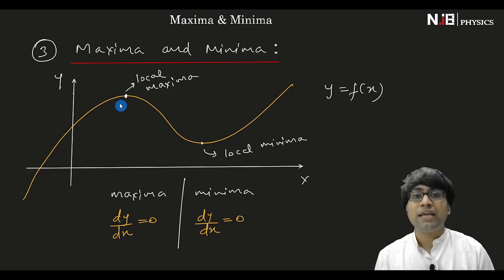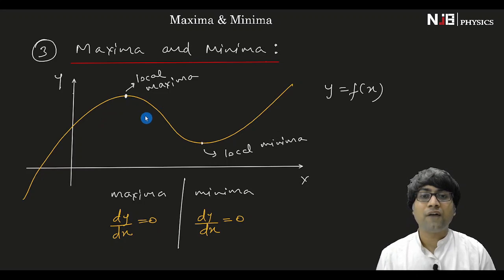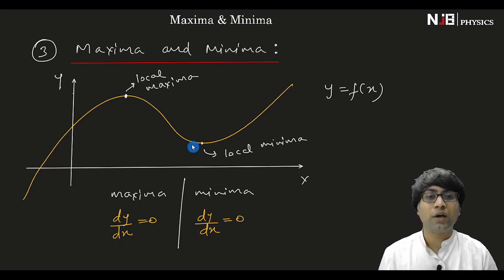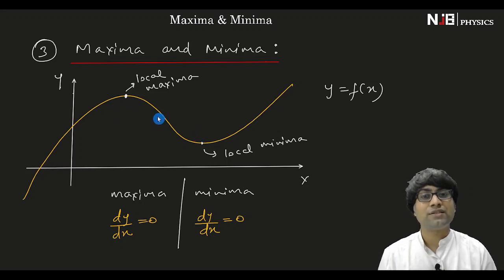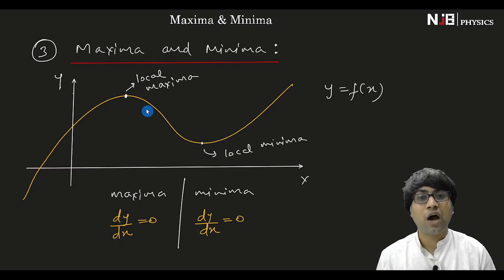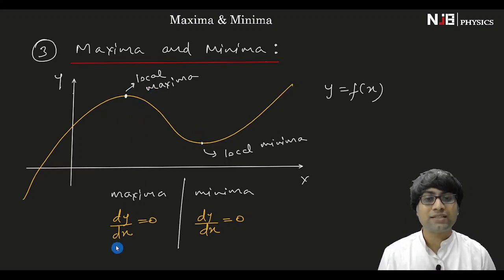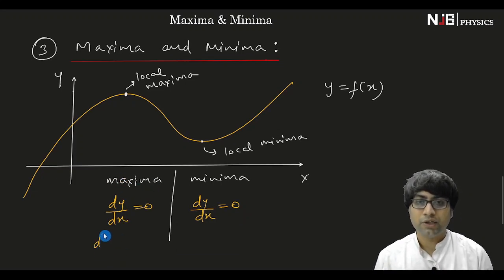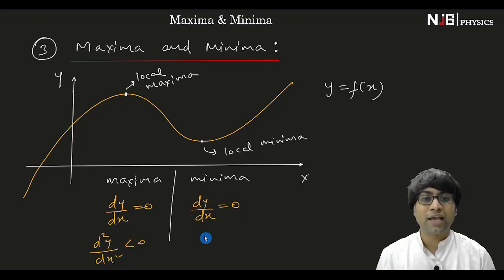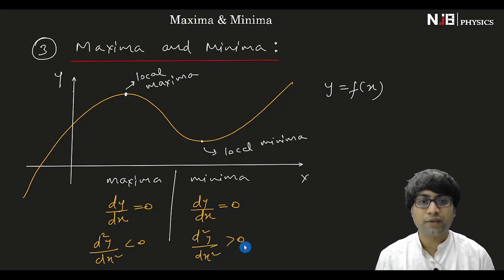You can see that in case of local maxima the graph is concave down, and in case of local minima the graph is concave up. And we know that the concavity is decided by the double derivative of the graph. Since it is concave down at local maxima, the double derivative is going to be negative. So we can write here that d2y by dx2 is going to be less than 0. And in case of minima, d2y by dx2 is going to be greater than 0.